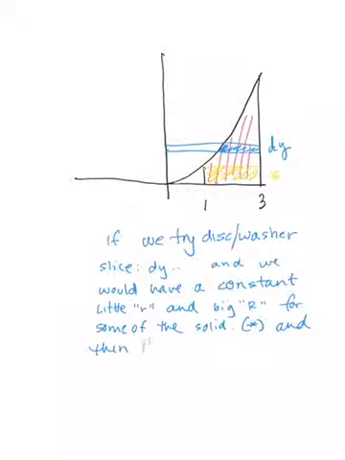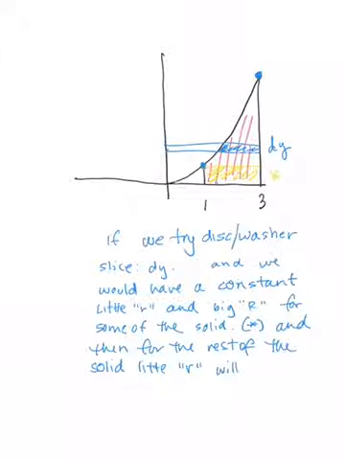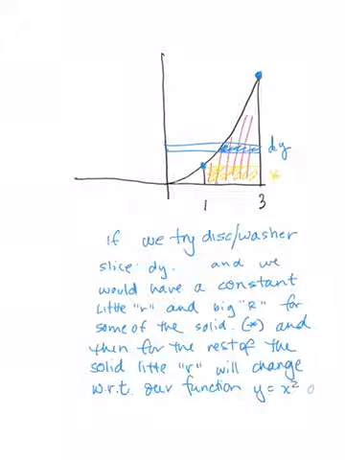But then for the rest of the shape, once we start right here and end up here, our little r is going to change with respect to our function. Big R will always be 3, but little r will change with respect to our function.